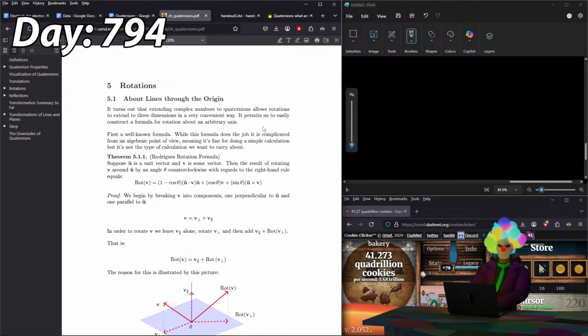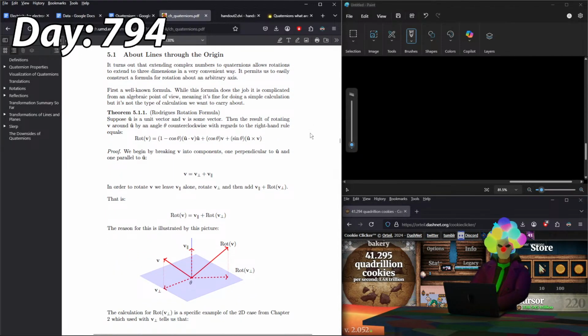Undeniably and swiftly. Mostly because I am learning about Quaternions while at the same time trying to not get into linear algebra as much as possible, or group theory for that matter. First, a well-known formula. While this formula does the job, it is complicated from an algebraic point of view. Shocker! Meaning that it's fine for doing a simple calculation, but it's not the type of calculation we want to carry about. Okay, suppose u is a unit vector, and v is some vector.